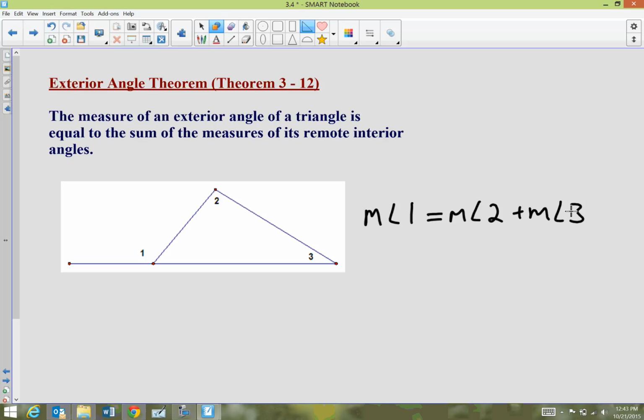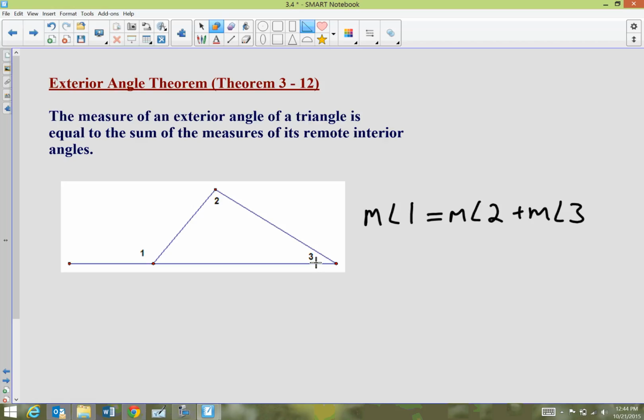Now, the reason this has to be true, without getting into a legitimate proof: we know that this angle right here has to be 180 minus whatever these 2 angles are, right? And we also know that this angle right here has to be 180 minus whatever this angle is. So we can actually tell that 1 has to be the same as 2 plus 3.